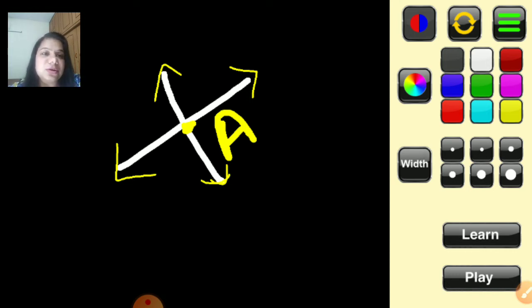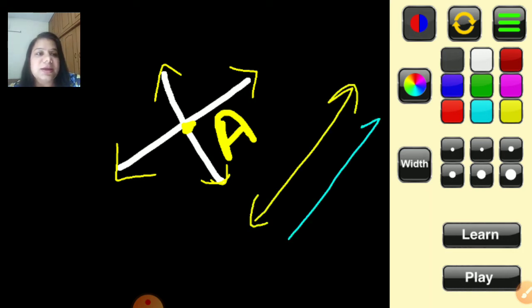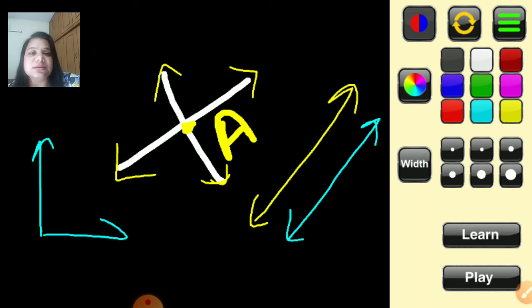If I draw the lines like this and this, what type of lines are these, students? These are two parallel lines because they will never meet each other, and these lines are at the same distance. Now if I draw two rays like this and this, these are perpendicular line segments. Or I can draw it like this also.